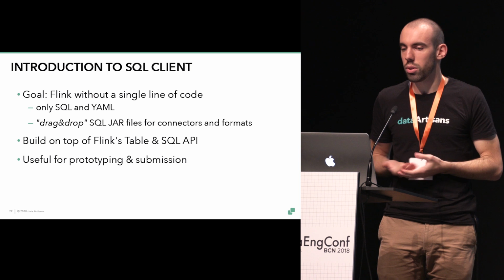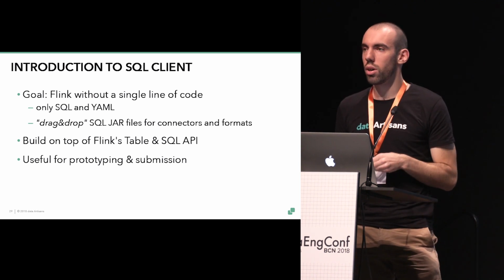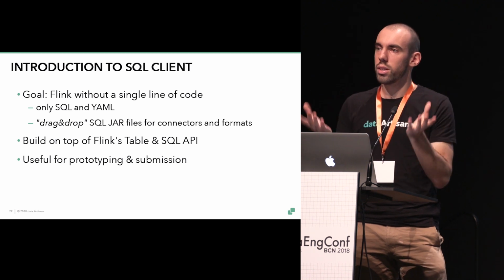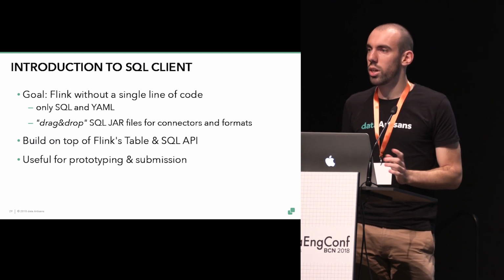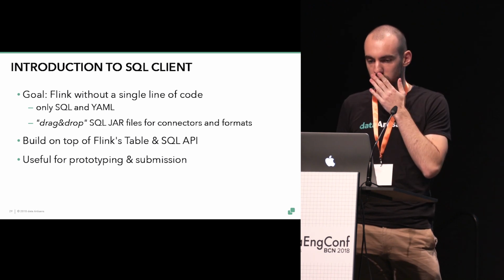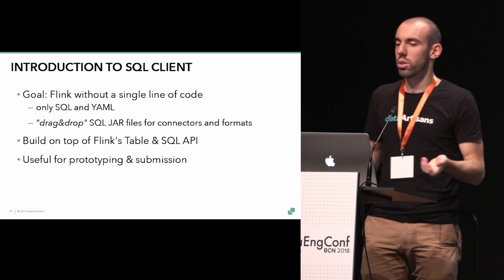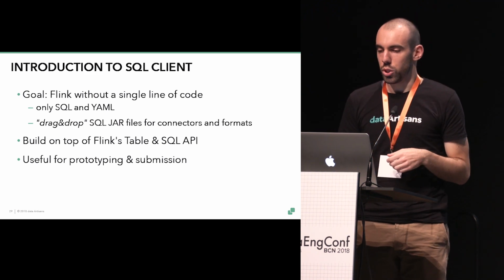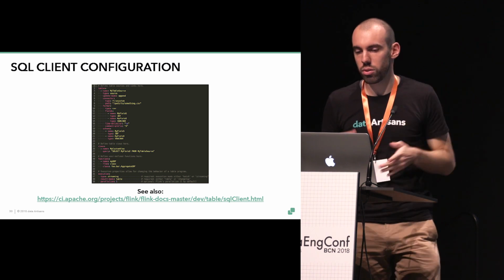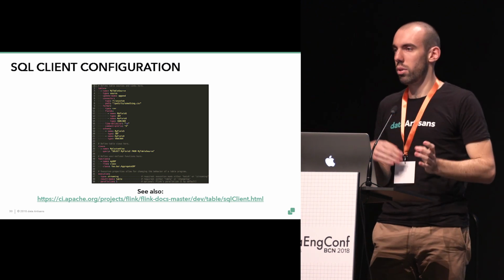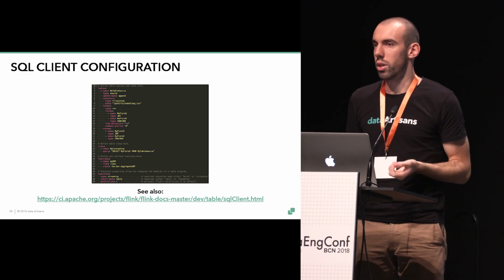What is the goal of the SQL client? The goal is controlling Flink, submitting your queries without a single line of code. You define some properties in YAML, and you can drag and drop your SQL jars for connectors and formats into the SQL client, and then you can either use the SQL client for prototyping or for submission. This is how a regular YAML file looks. You define the schema of the table, the sources like Kafka or Elasticsearch and so on, and then you're done, basically.